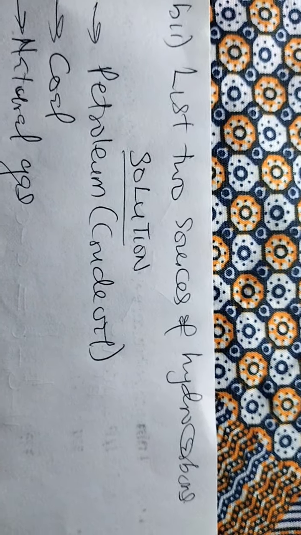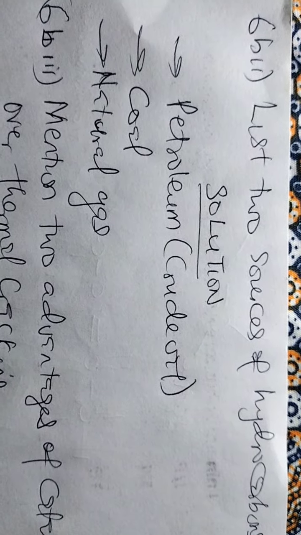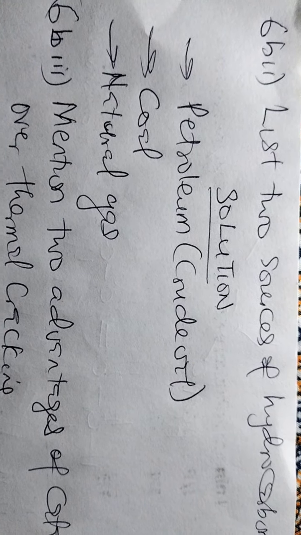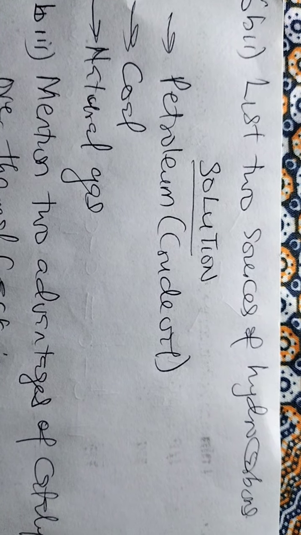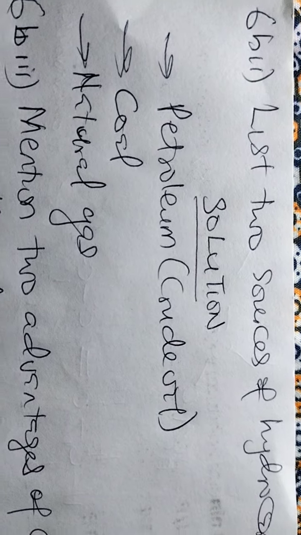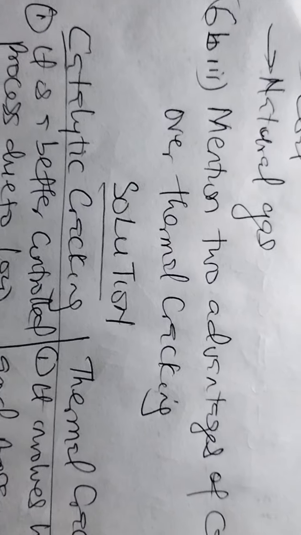6BII says list two sources of hydrocarbons. Solution: petroleum or crude oil, coal or natural gas. Any of the above, any two given here is correct.